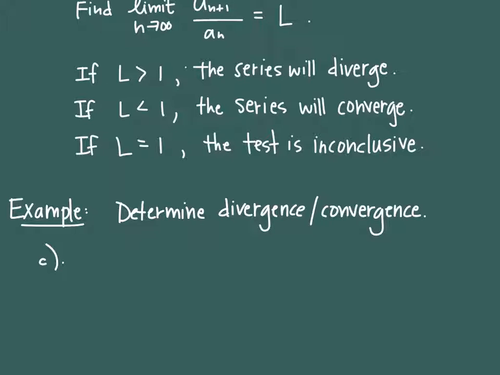All right, so I guess this is technically example C. The sum, as n goes from 0 to infinity, of 3 to the n over 5 to the n plus 1. I've got two exponentials here, so this is going to be set up really well for the ratio test.